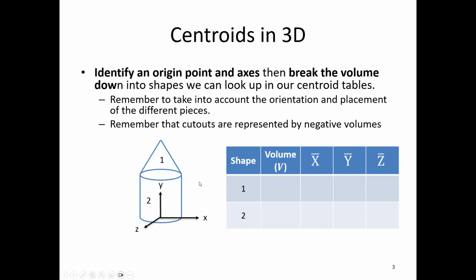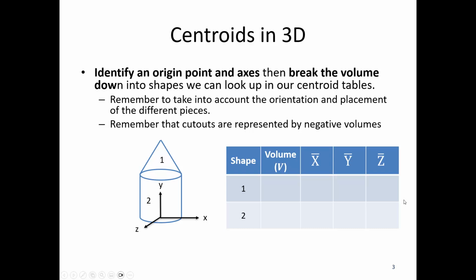Once you have that, you're going to put together your table just like you did before, except here, again, we've got one row for each shape. We're going to have a column for volume rather than area, and then we're going to have x, y, and z coordinates for the centroid. So I need to find the x, y, and z coordinates of the centroid for shape 1, which is the piece up here at the top, and then the x, y, and z coordinates of the centroid of the cylinder on the bottom. That'd be x, y, and z down here.